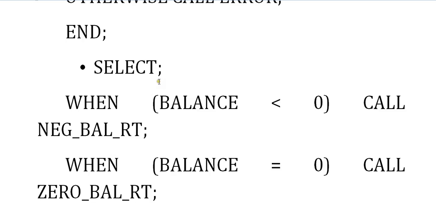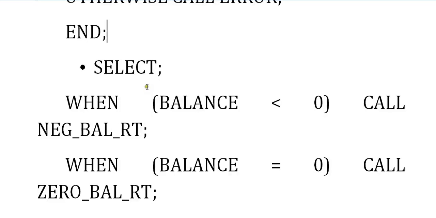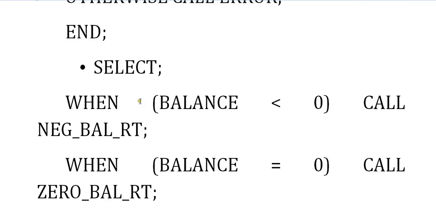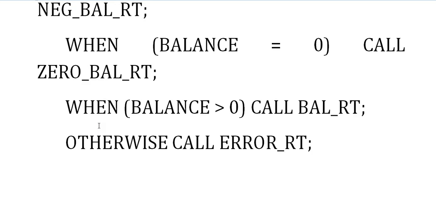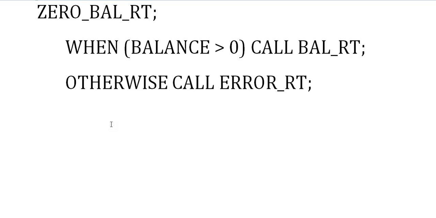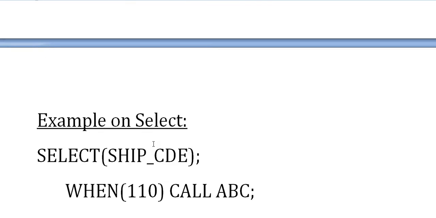The other form is a simple select. Here you give some ship code, and when 110 you are passing some parameter. In the other case you are not passing any parameters, that is, no argument is passed. So this is one way of writing a select statement, and this is the other way. Select, when balance is less than 0 call negative balance report, when balance equal to 0 call zero balance report, when balance is greater than 0 call balance report, otherwise call error report. It will always end with the end statement. That's how a select statement works.